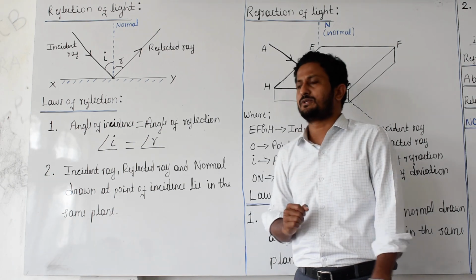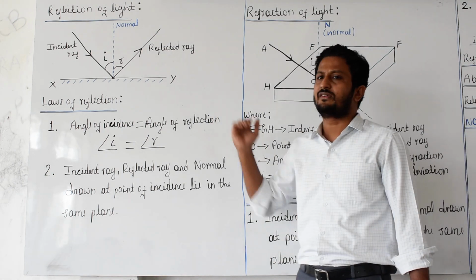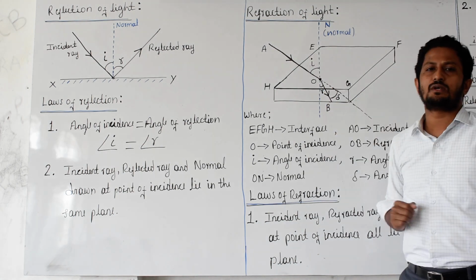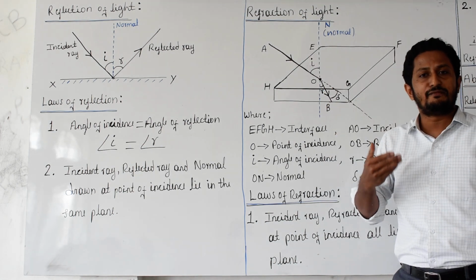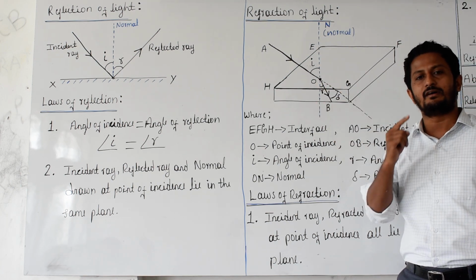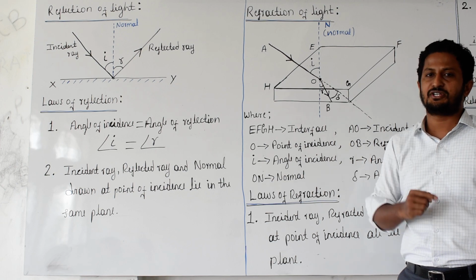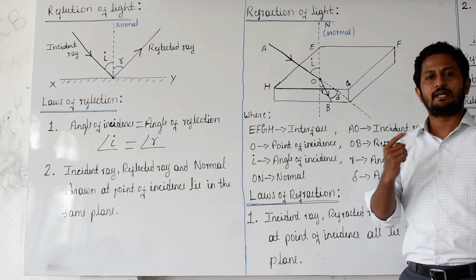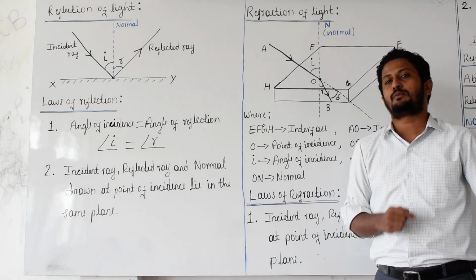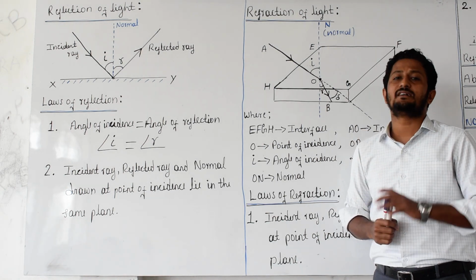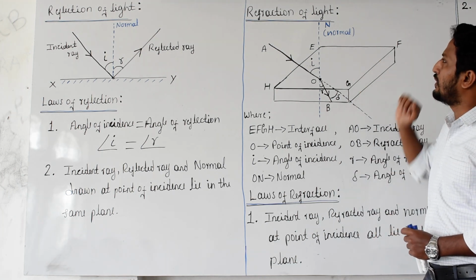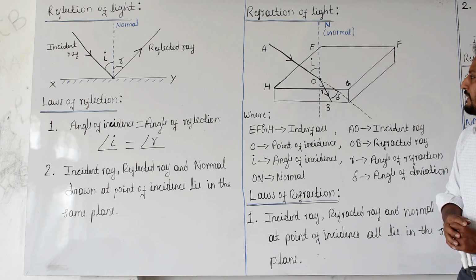It's very important. Yes. After this reflection, now we are going to discuss what we mean by refraction of light. It is another property of light. Just as reflection is one property, like that refraction of light is another property. So what do we mean by refraction? See here, just have a look at this diagram.